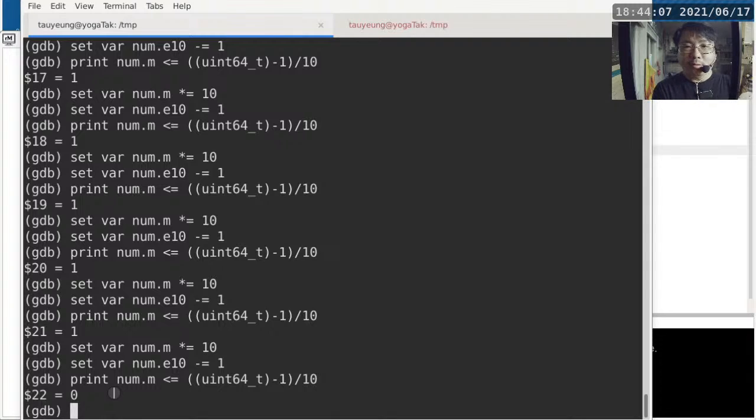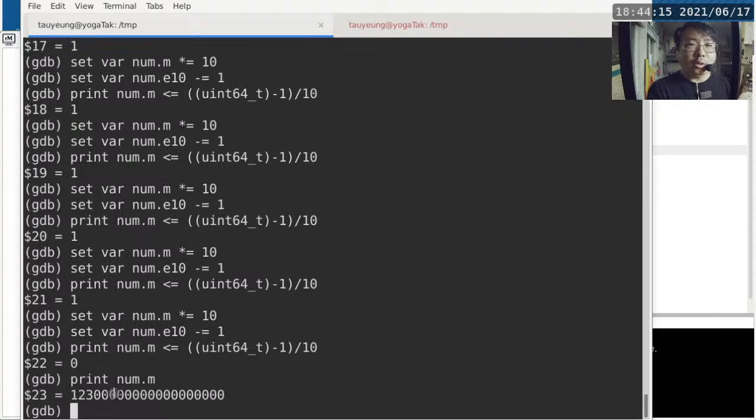There we go. Now it is false. So let's go ahead and check out what num.m looks like at this point. Whoa, that is pretty big. So what this means is if we multiply this by 10 again, it is going to be a value that we cannot fit into a 64-bit unsigned integer. So the question is, what are we going to do?